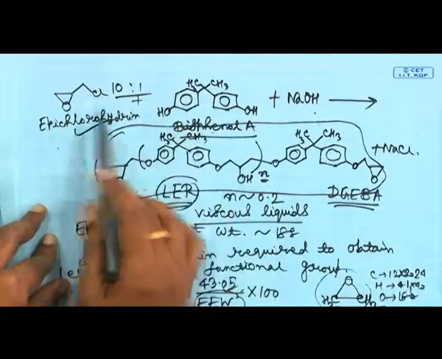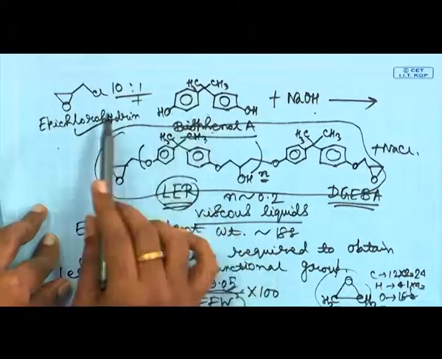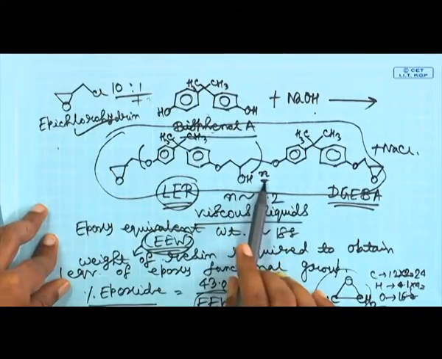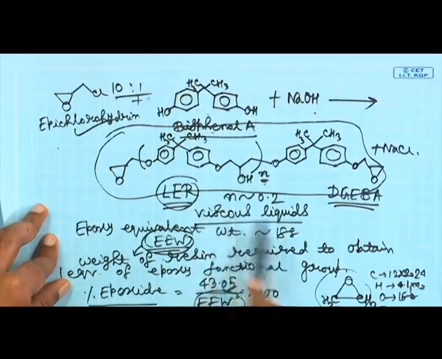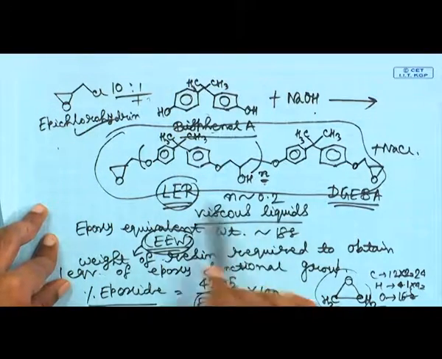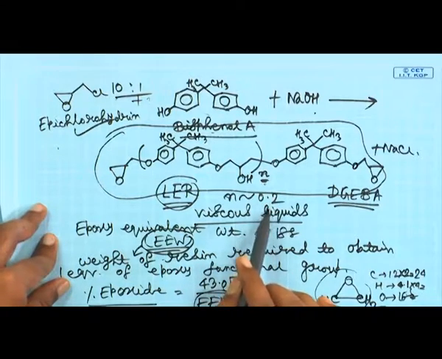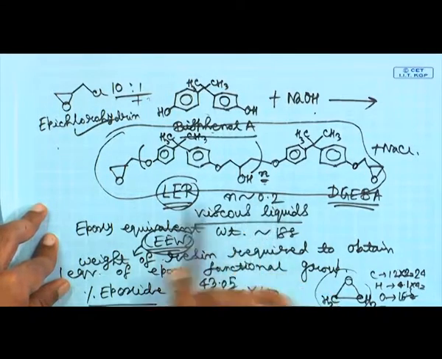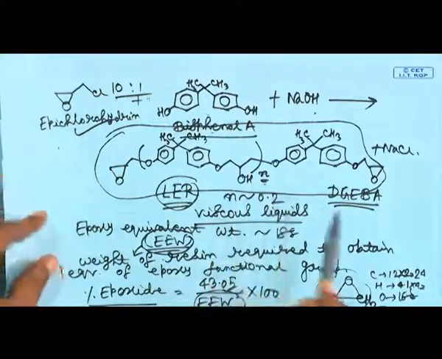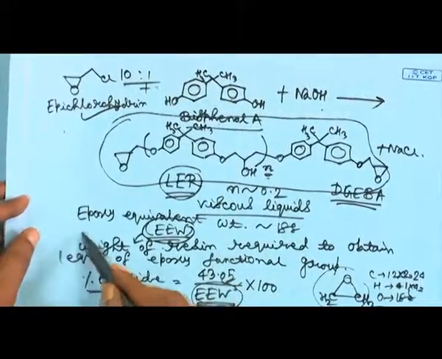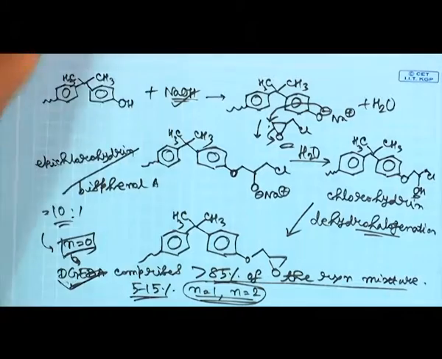And depending on this ratio, if this ratio is very high, typically 10 to 1, then this N value is very small, and what you will get is a highly viscous liquid, and that will be a liquid epoxy resin. And typically your N value is close to 0, 0.2, 0.3 like that when you are getting your liquid epoxy resins. And we also talked about the concept of epoxy equivalent weight.